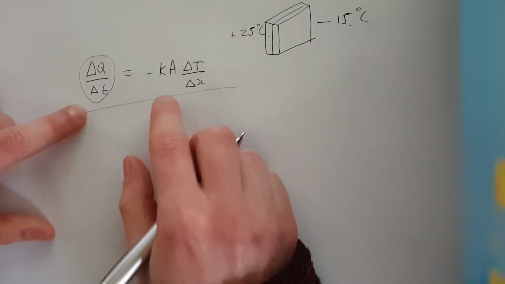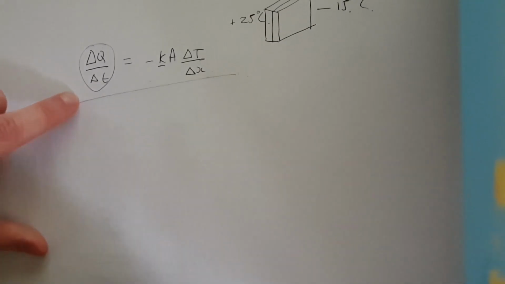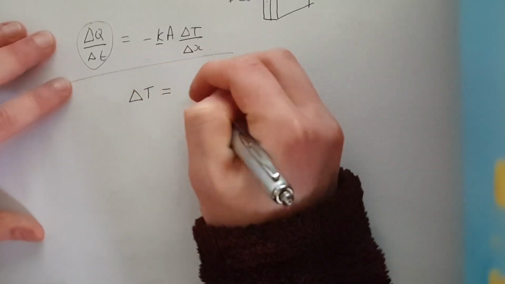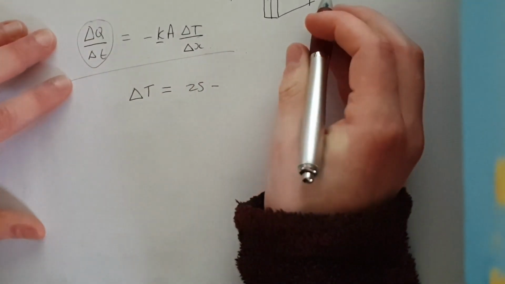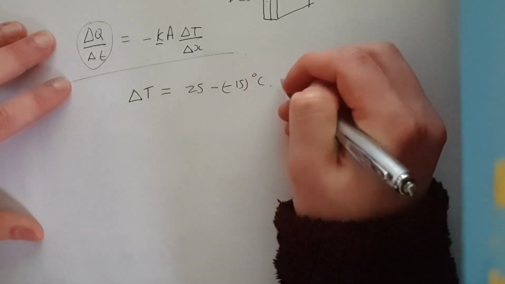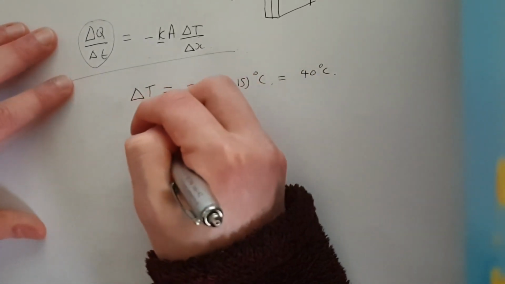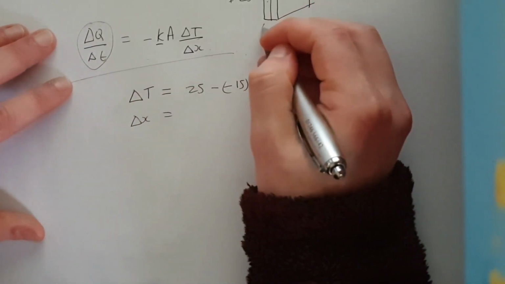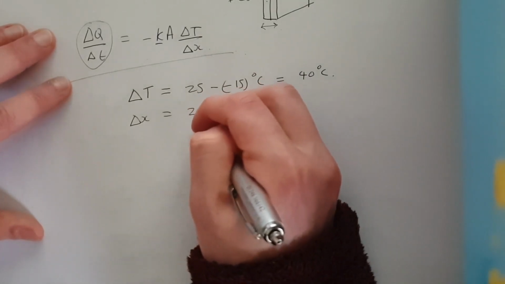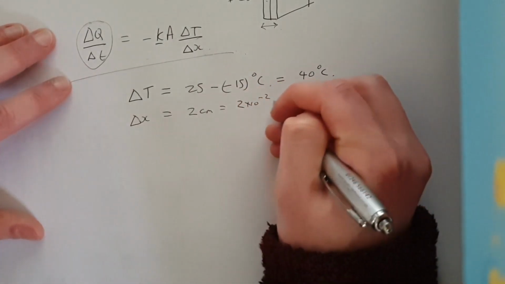The only thing which we probably need to figure out is K, but we might be able to do that in a sneaky little way. So we know delta T, let's start off with the easy ones. Delta temperature is 25 degrees C minus minus 15 degrees C, which is nice, that's 40 degrees C temperature difference. We know that delta X is equal to the thickness of both of them, so that's 2 centimeters, which is 2 times 10 to the minus 2 meters.